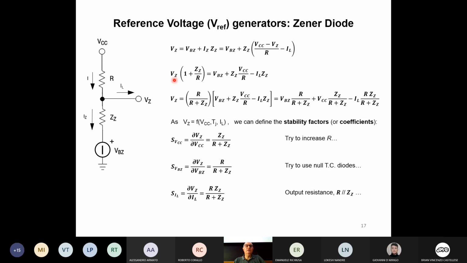So what I do is basically to write the output voltage VZ. Once I indicated the three currents, we have a current coming from the power supply, VCC, I. IZ is the current which is going through the zener diode, and L is the current through the load.